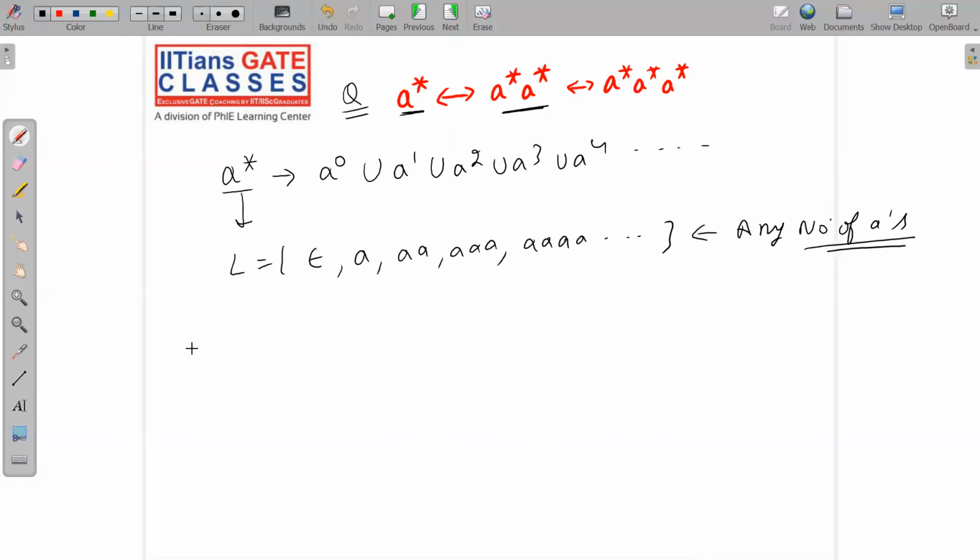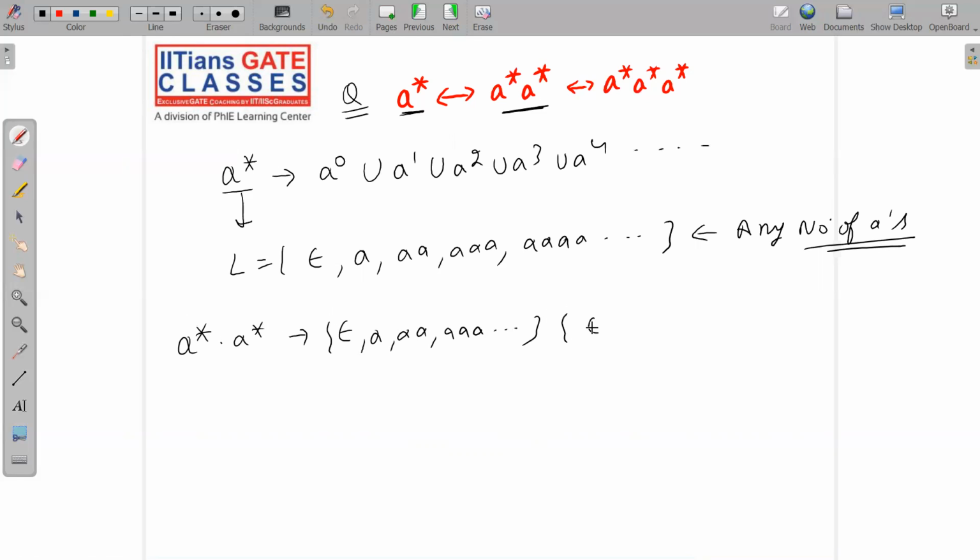What is a star a star? A star a star means we are concatenating a star with a star. So what will it represent? A star a star is representing the language null, a, double a, triple a, and so on.